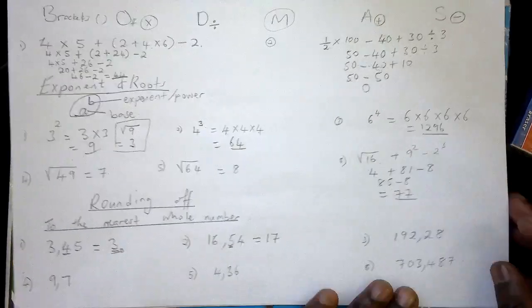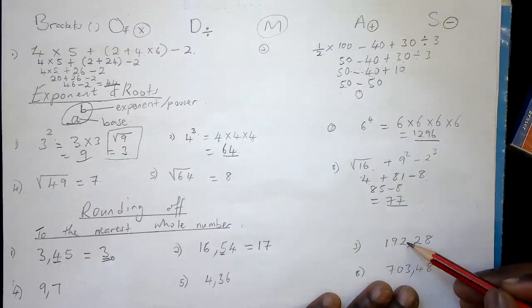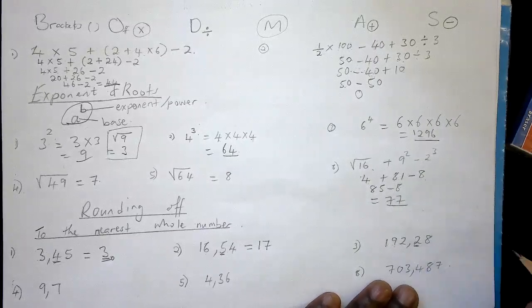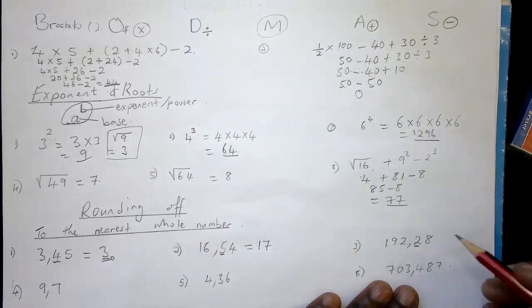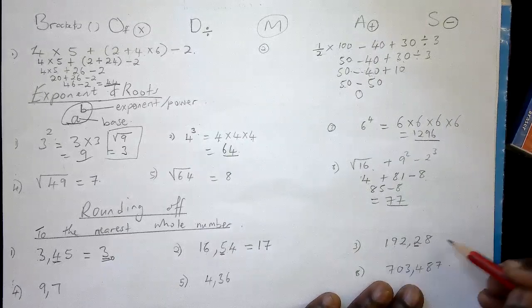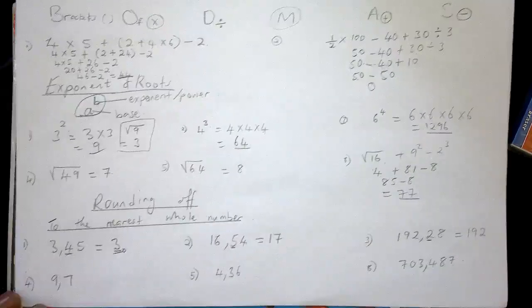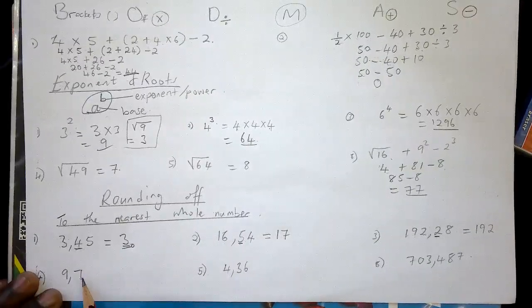Then when we move on to the next one, 192,228, we look again at the number after the comma. It is 2 and is below 5, does it change the number? Here it doesn't change, it's going to remain 192. Then you move on again, 9,7. What does it do? It is above 5. We look at 7, it's above 5, and we add 1 there, it's going to be equal to 10.